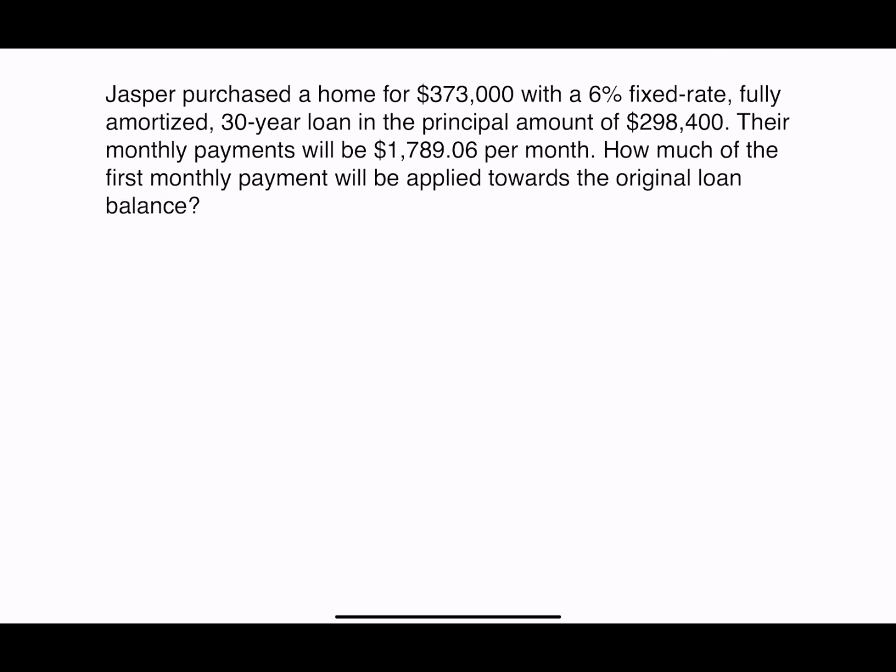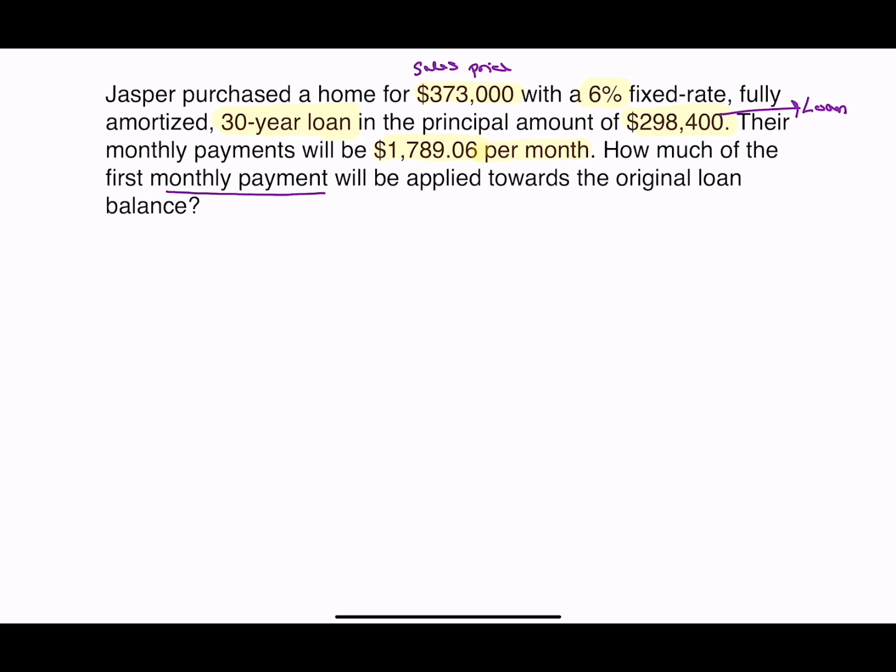Let's review what the numbers are in our problem. We've got $373,000. That's the sales price. I'll say sales price up here. With a 6% fixed rate, fully amortized 30-year loan. So I know this is our interest rate, and I know this is our term, how many years we have it. And the principal amount of $298,400. So that's going to be my loan. And we know the monthly payments are $1,789.06 per month. And the problem is asking us how much of that monthly payment is going to be applied towards the loan balance.